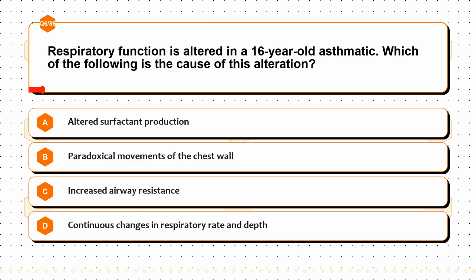Question 6. Respiratory function is altered in a 16-year-old asthmatic. Which of the following is the cause of this alteration? Here are the options. Option A. Altered surfactant production. Option B. Paradoxical movements of the chest wall. Option C. Increased airway resistance. Option D. Continuous changes in respiratory rate and depth.